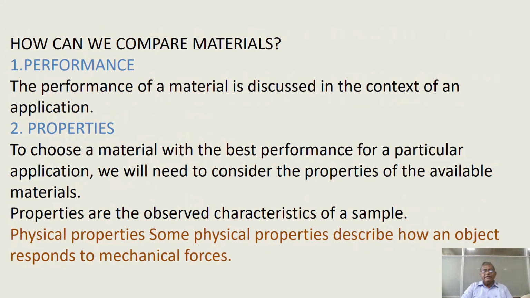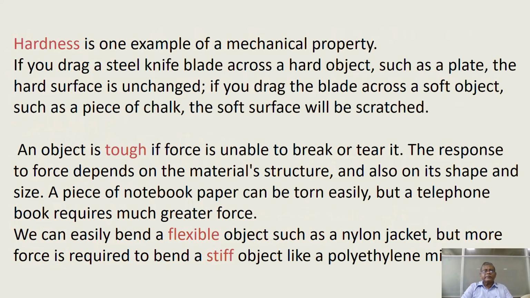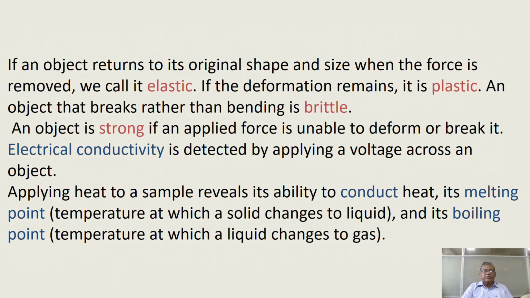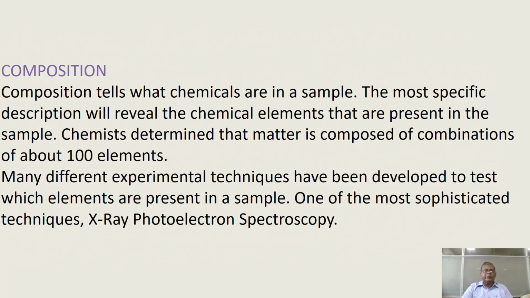How can we compare materials? First is based on performance, second one is properties. So there are definitions of different things like hardness, which is one of the important mechanical properties. Then toughness, stiffness, and different properties like that. Based on that, the materials are selected. So elastic, plastic, strong, brittle, all those things are considered, as well as melting point and boiling point.